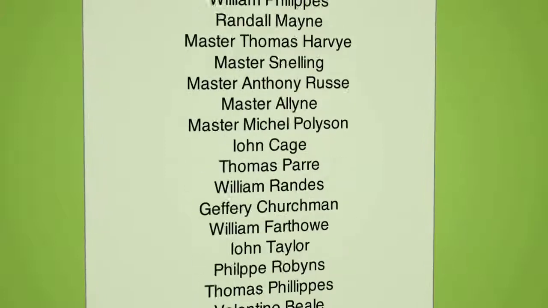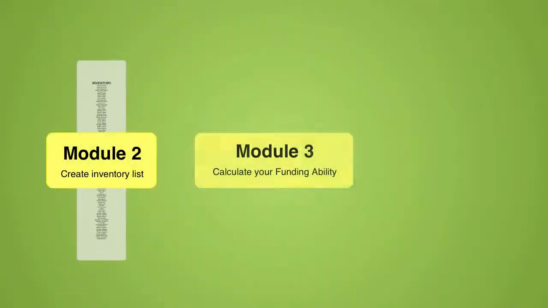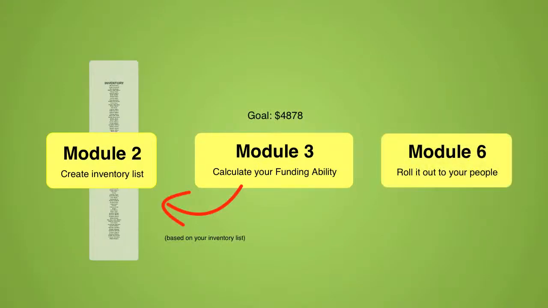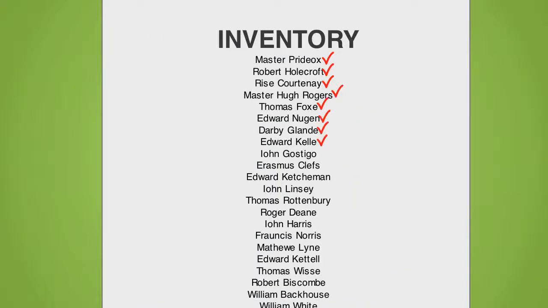In this module, I'm going to show you how to take inventory of every person you have any type of connection to. In the next module, we'll estimate your fundraising ability based on this inventory list. In the last module, you'll use this inventory list to systematically roll out your campaign to your people.